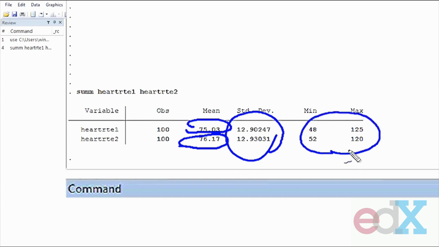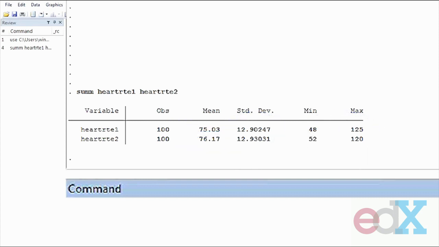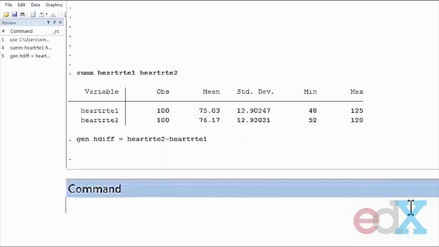So the next thing we want to do is we're going to generate a variable for the difference in heart rate between exam 1 and exam 2. So to do that, type in the following command. So the command we use is generate, and the new variable we're generating is difference in heart rate, HDiff, and it's just simply heart rate at exam 2 minus heart rate at exam 1.